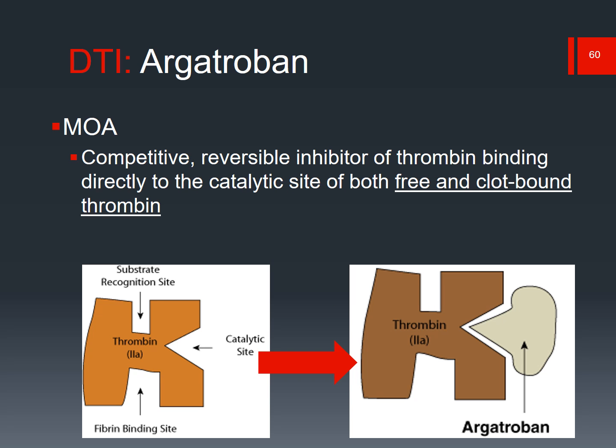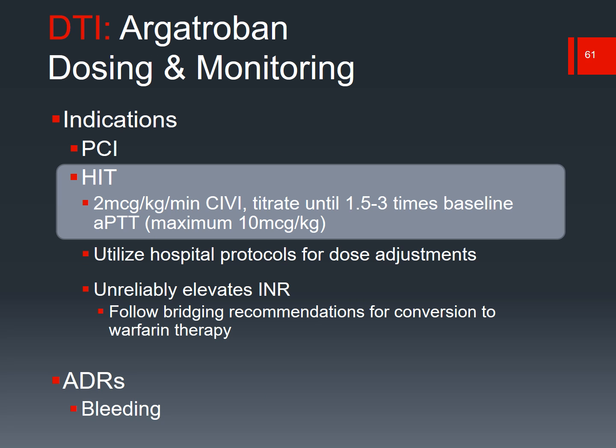Argatroban is the third and final direct thrombin inhibitor that you'll be responsible for knowing. We will go over this in detail as it is a treatment option in heparin-induced thrombocytopenia HIT-positive patients, and you'll also cover this again later as you get to other cardiac conditions. It is given IV, as is bivalirudin. These are both IV-only formulations.